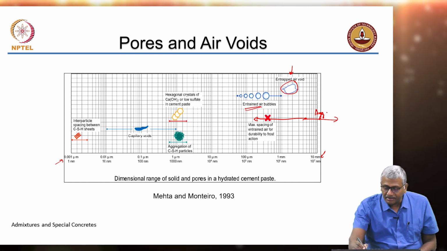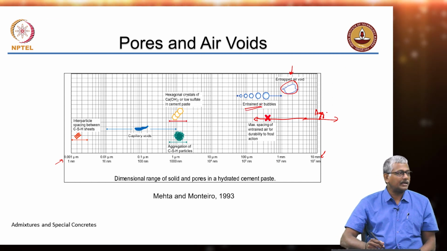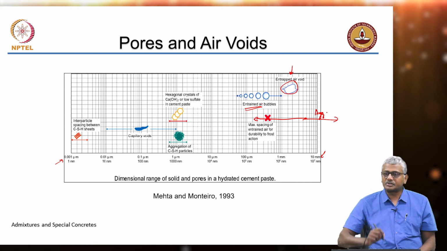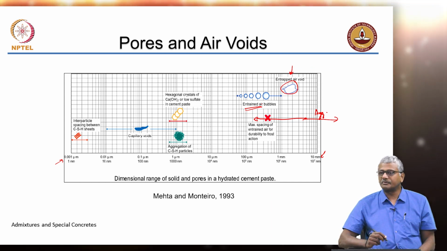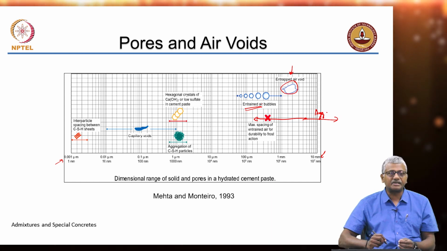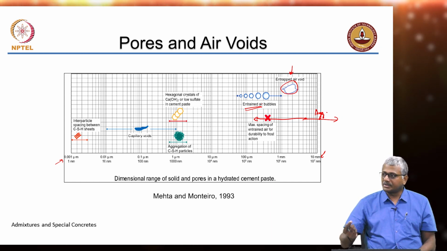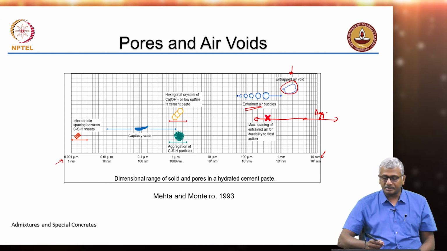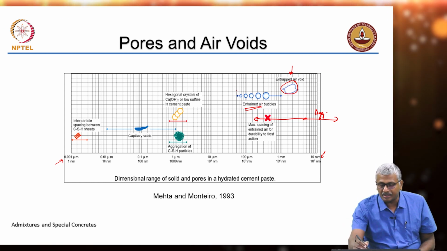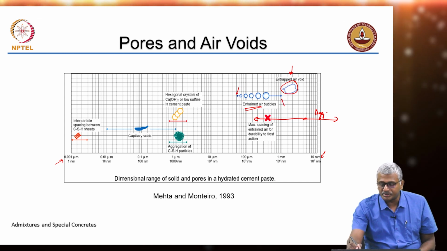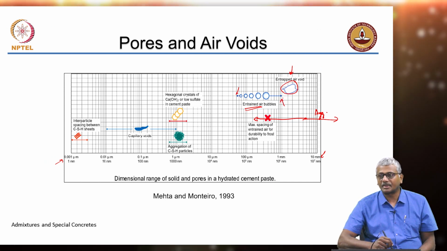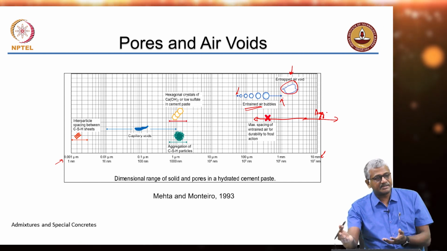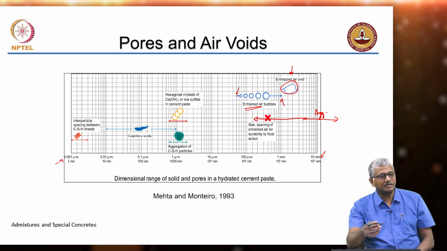And then you have entrained air bubbles. What is entrained air? Air that is wantedly introduced into the system because of performance in specific environments like freezing and thawing, right? You put in these chemical admixtures which will entrain air, we will talk about that later. The size of the entrained air bubbles you can see is from several tens of microns up to about 1 millimeter, right? Then in cement paste itself, the hydration products could be at different scales.